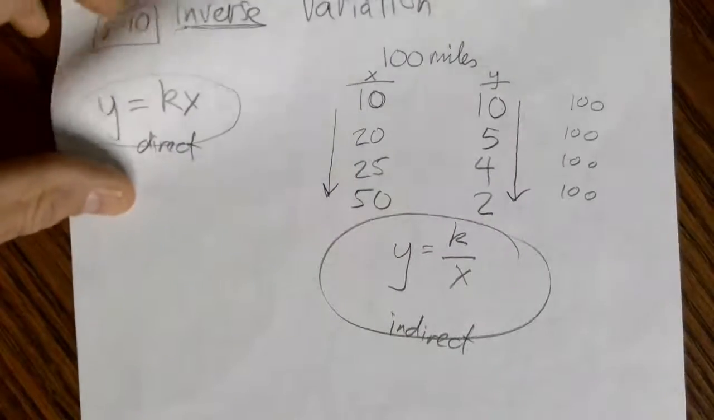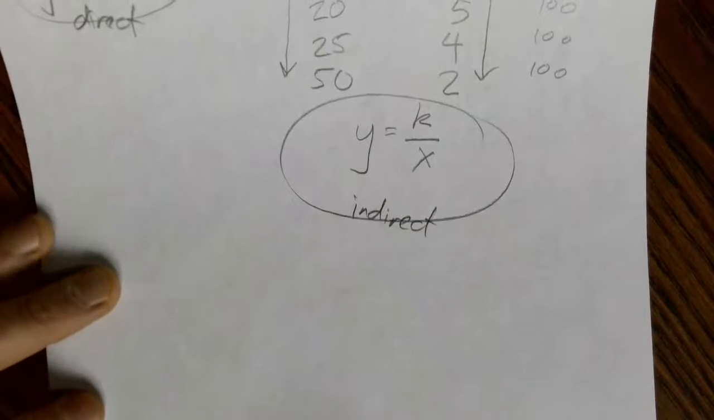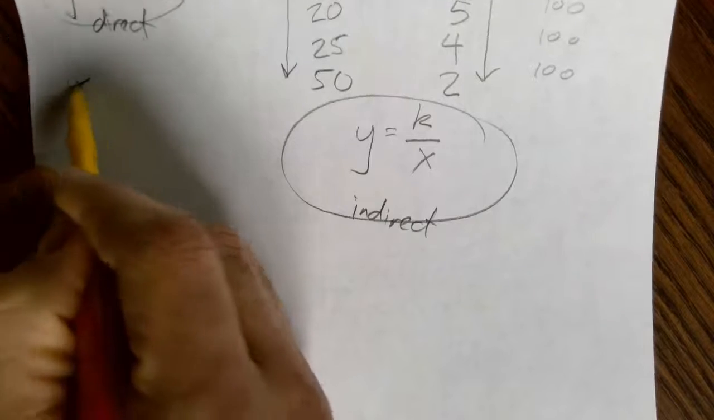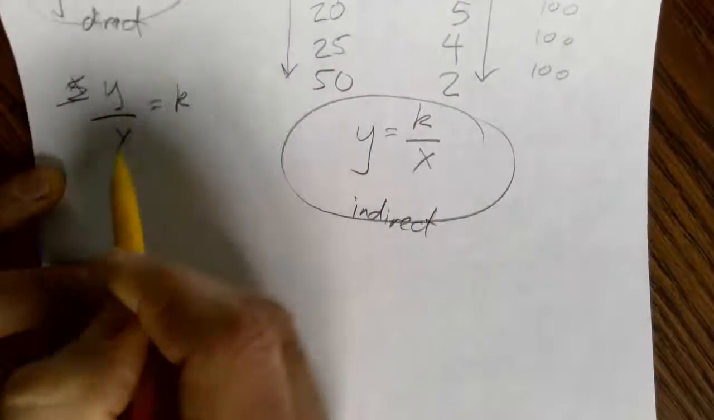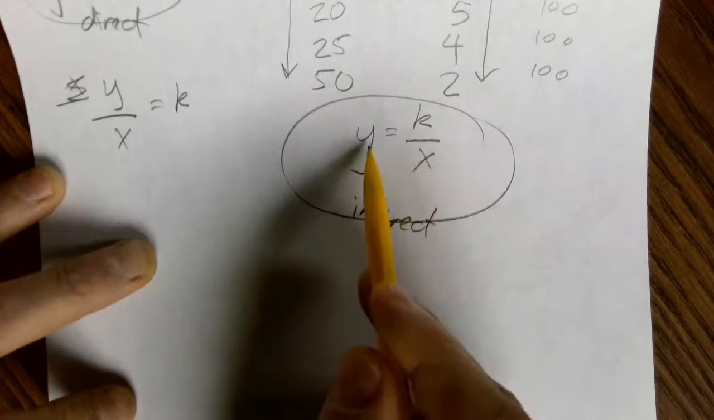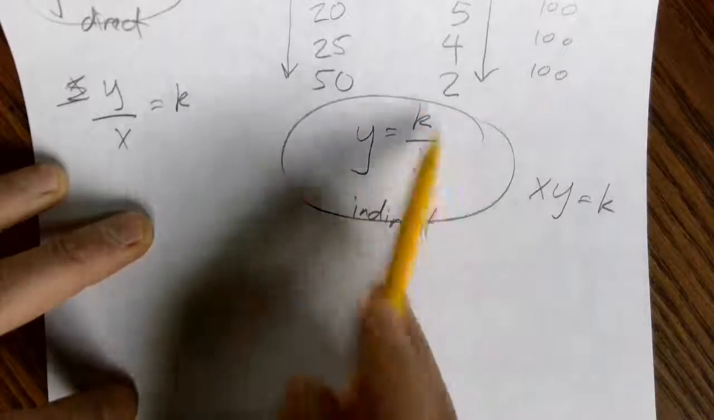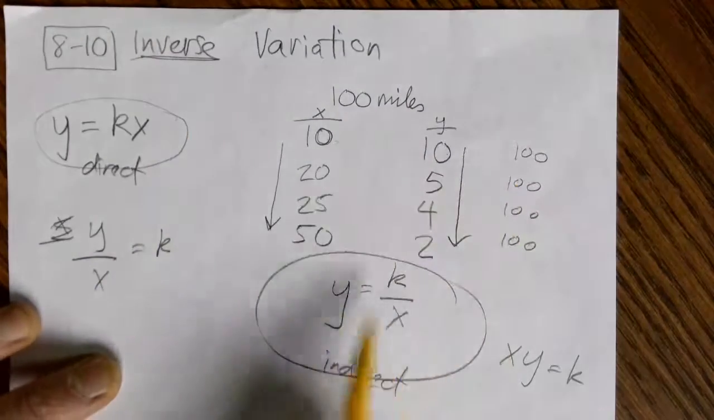Okay, so let's work one of these problems. Now, in the same way that you could get a proportion out of this thing, like y divided by x equals k, you can do something similar here and do x times y equals k. When you multiply these, it'll always be the same. So x times y is k.